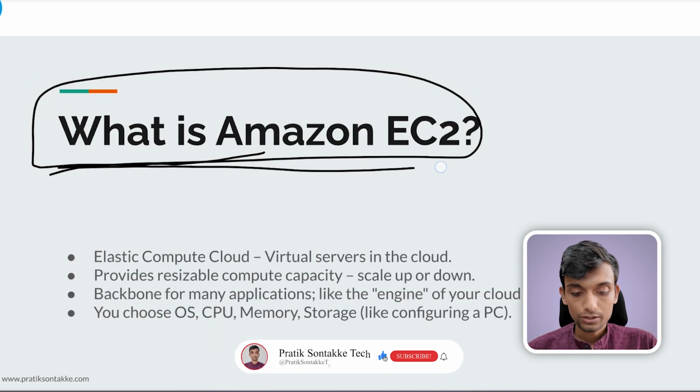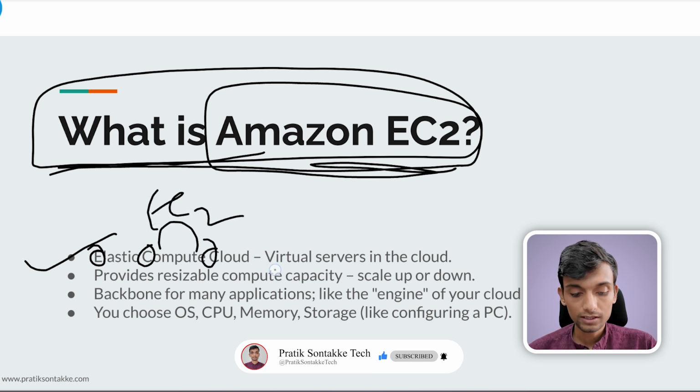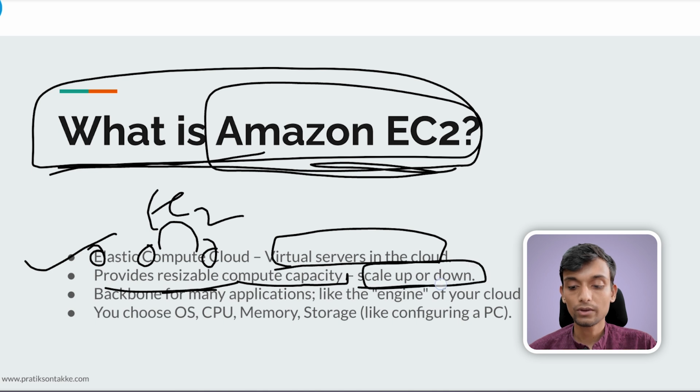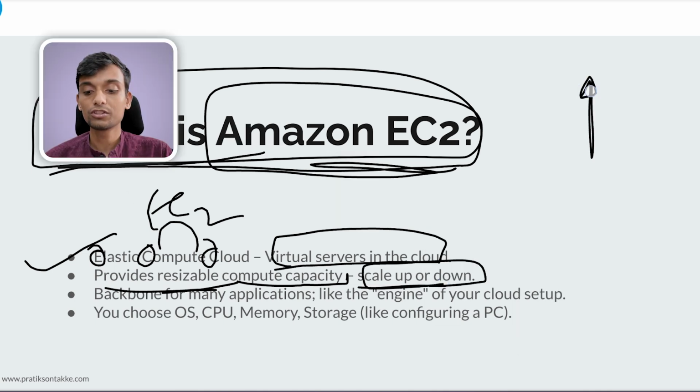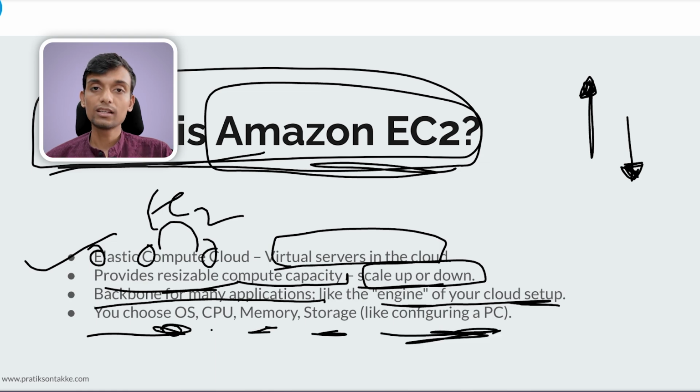What is Amazon EC2? EC2 stands for Elastic Compute Cloud. It is a virtual server in the cloud that provides resizable compute capacity, so you can scale up and down. If you need more RAM or GPU, you can scale up. If you need less, you can scale down. It is the backbone of many applications, like the engine of your cloud setup. You choose the OS, CPU, memory, and storage, like configuring your PC.